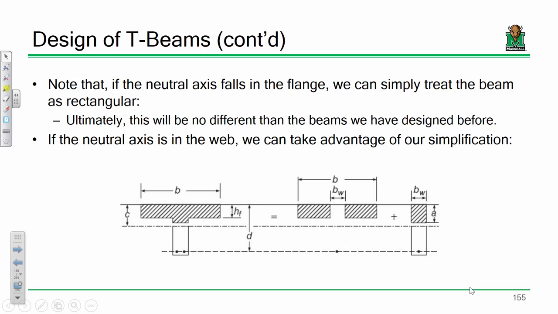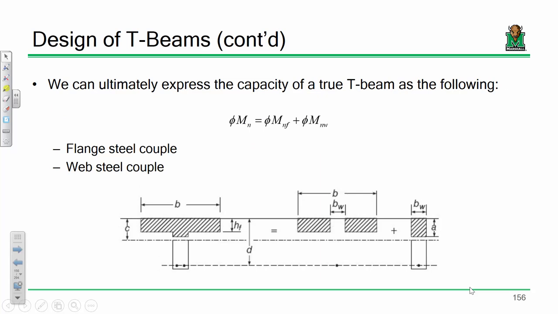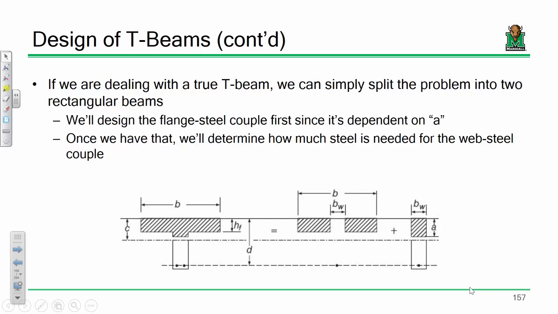Now I want to take some time and digest what's going on in this slide. What I have here is a true T-beam, and I've split it up into these two couples. These two couples were how we analyzed that T-beam last week. Remember we said that the nominal capacity was going to equal the nominal capacity from the flange couple plus the nominal capacity from the web couple? Remember that?